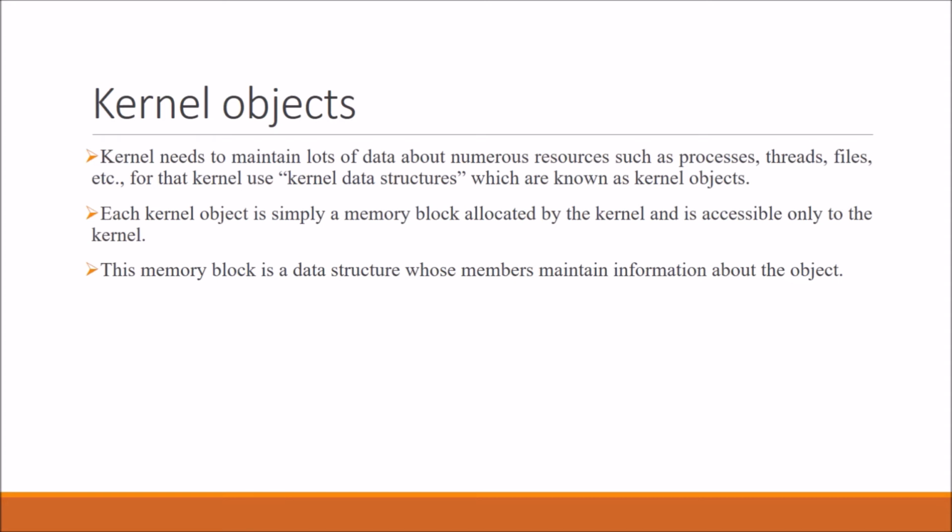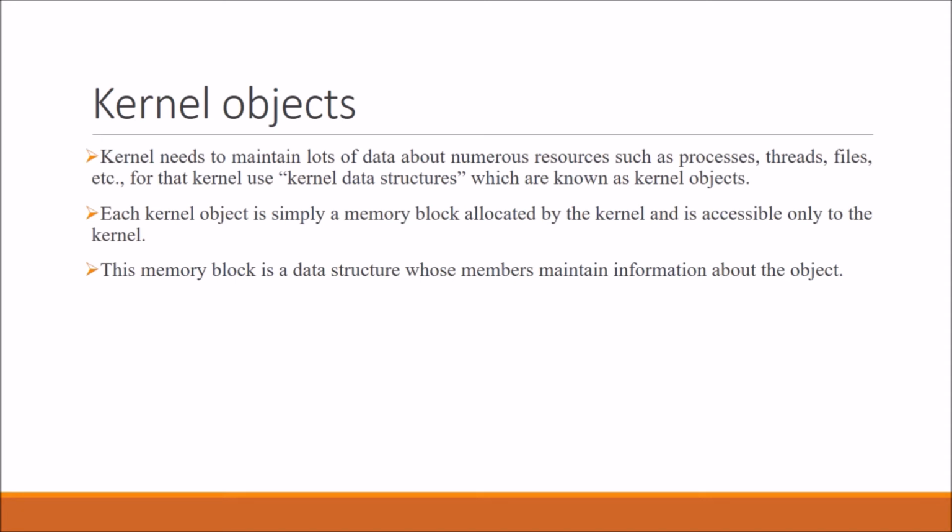And what are the kernel objects? Kernel needs to maintain the data about the resources such as processes, threads, files, and so on. For that, kernel uses the kernel data structures, which are known as kernel objects. Each kernel object is simply a memory block allocated by the kernel and is accessible only to the kernel.